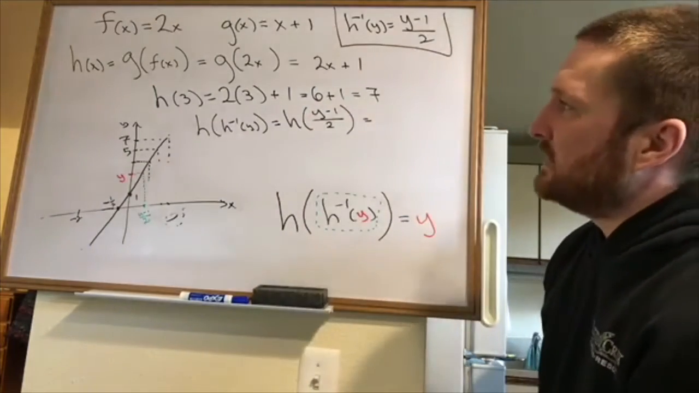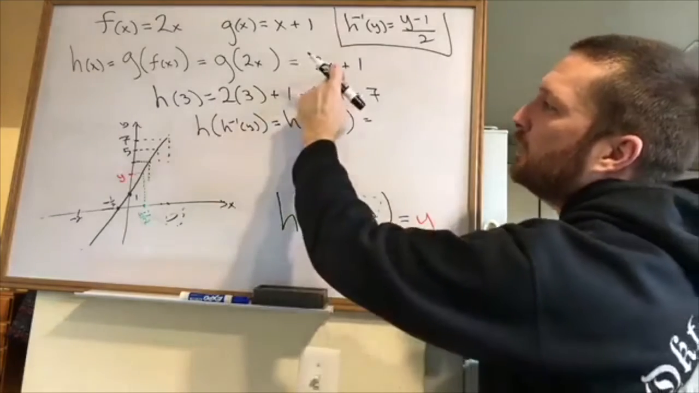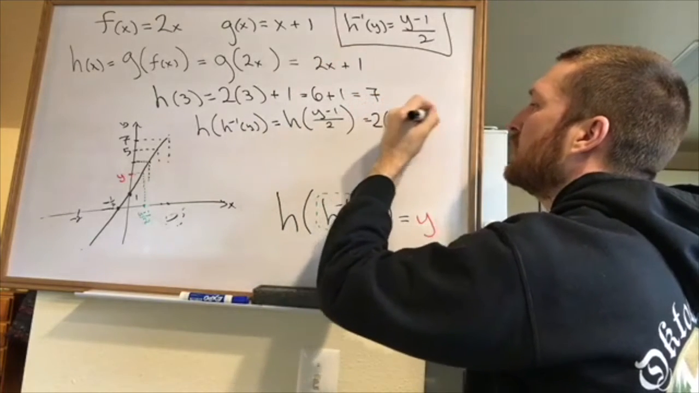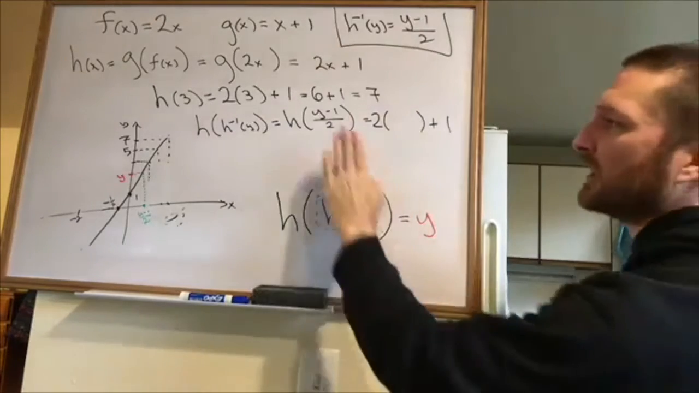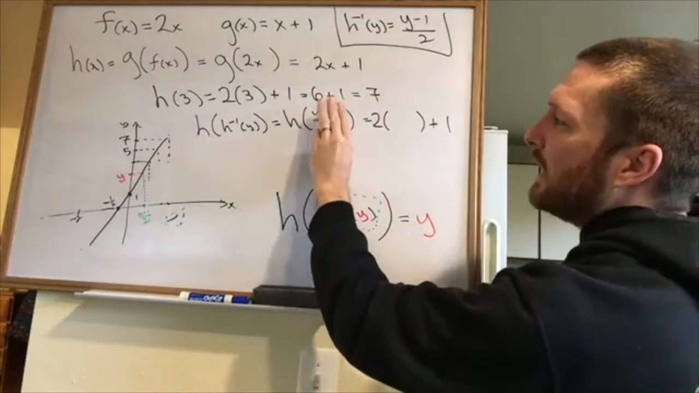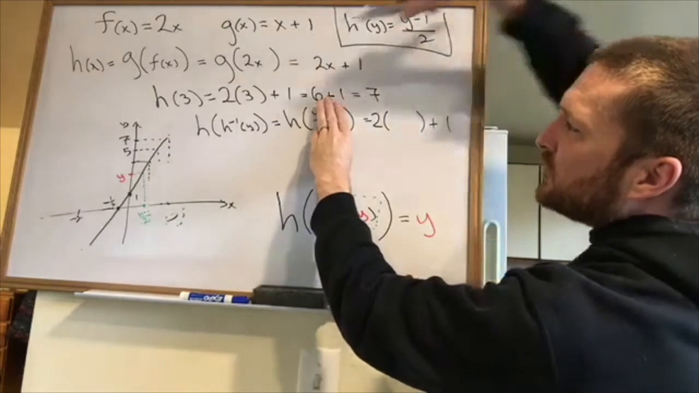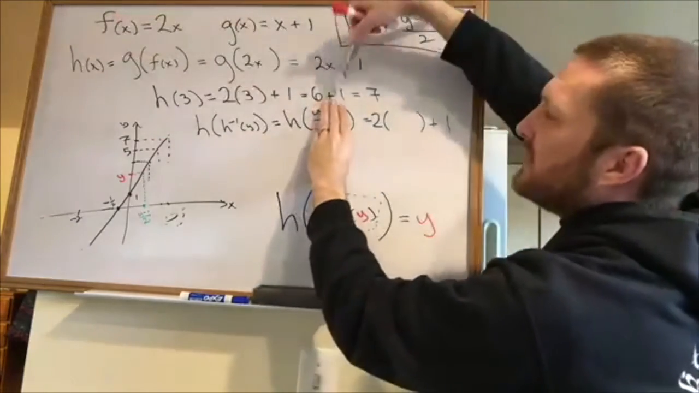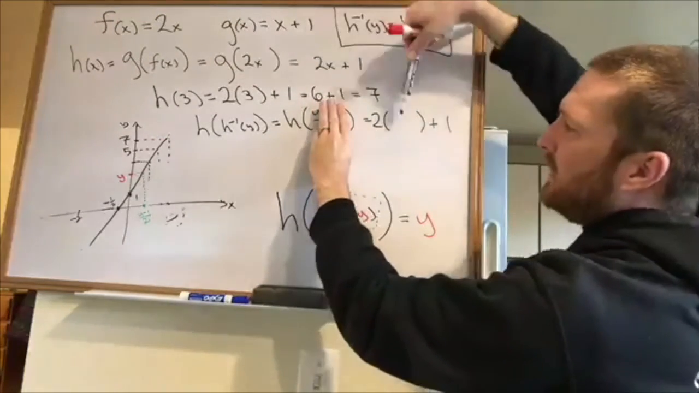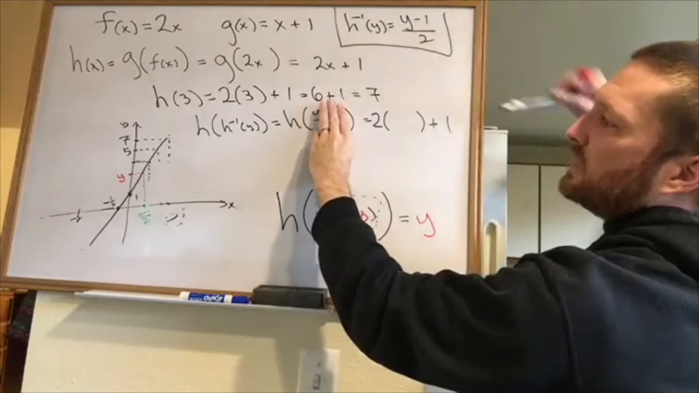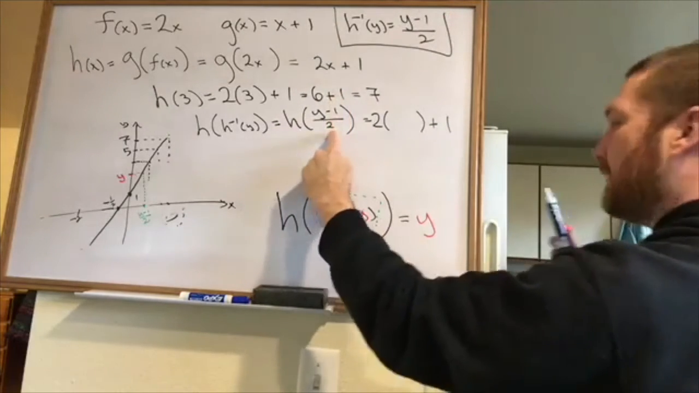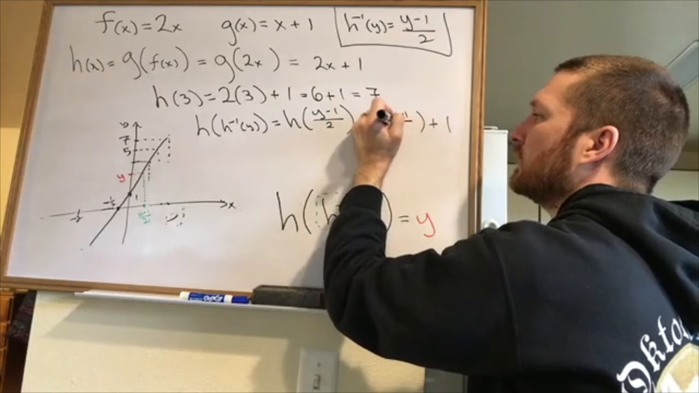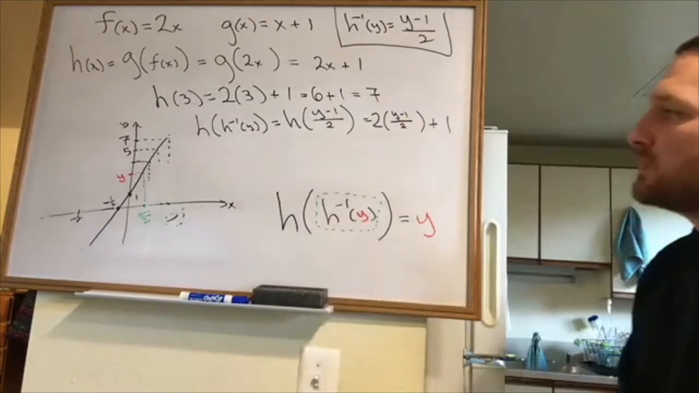H says, take whatever your input is, multiply that by 2, and then add 1. So right now, I'm not really looking at what is in there. I'm just saying, okay, h of any number says take that number, multiply it by 2, and then add 1. So that's what I'm going to do. I'm going to take that number, plug it in, times 2, then we plus 1.